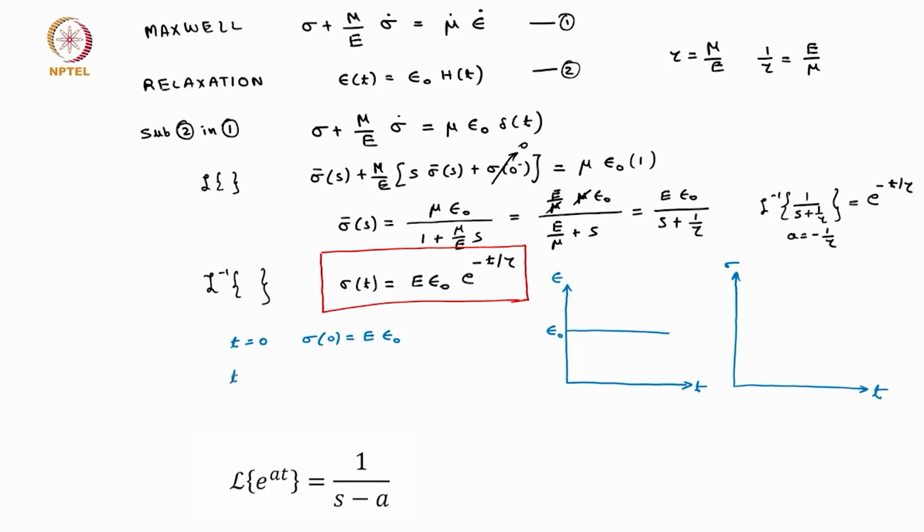Let us also look at what happens when time approaches infinity. Then the stress is again E epsilon naught times e power minus t by tau, which can be written as 1 by e power infinity, which goes to 0. So, this term goes to 0, and the overall stress is 0. So, to represent this, at time t equal to 0 the value is E epsilon naught, and as we approach long times, once we wait for long times, the stress goes to 0.